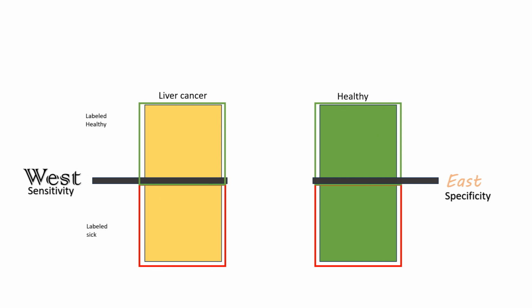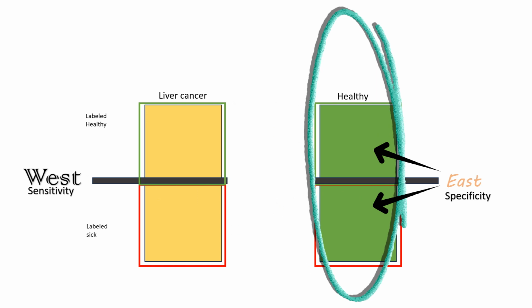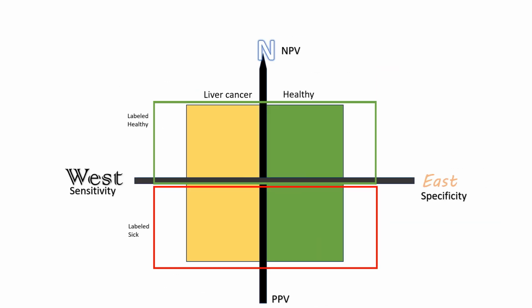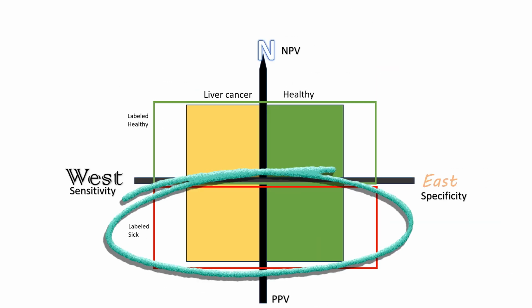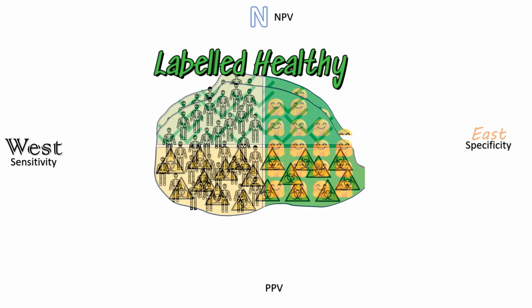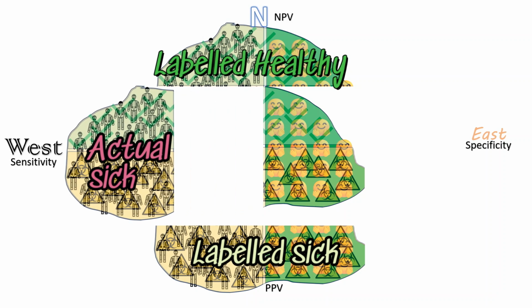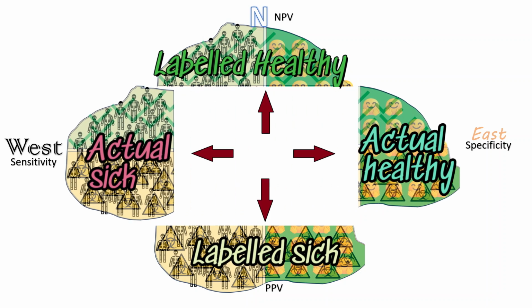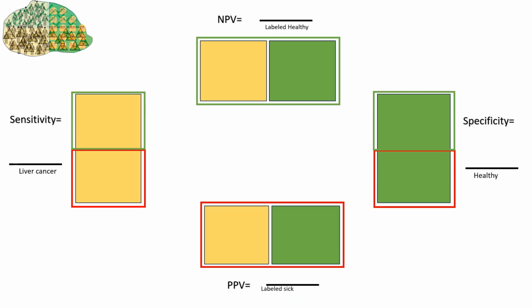Similarly, specificity is closest to these 2 blocks, which is made of healthy people. Closer to PPV, we have all the people who are labeled sick. Closer to NPV, we have all the people who are labeled healthy. So now we have all the denominators, but what about the numerators? Numerators are the true labeled population out of the denominator.